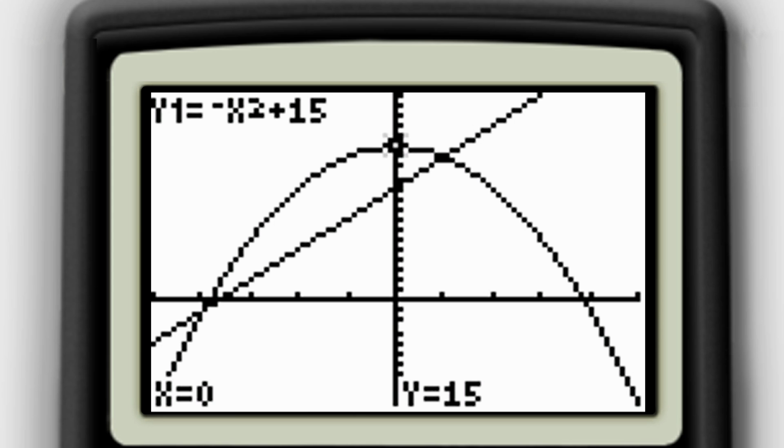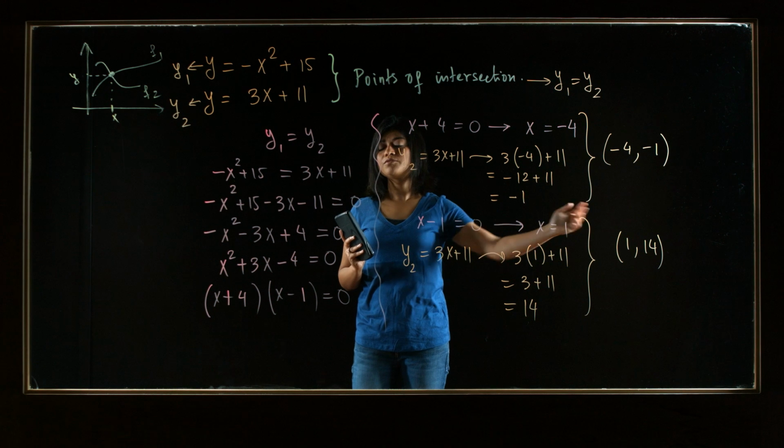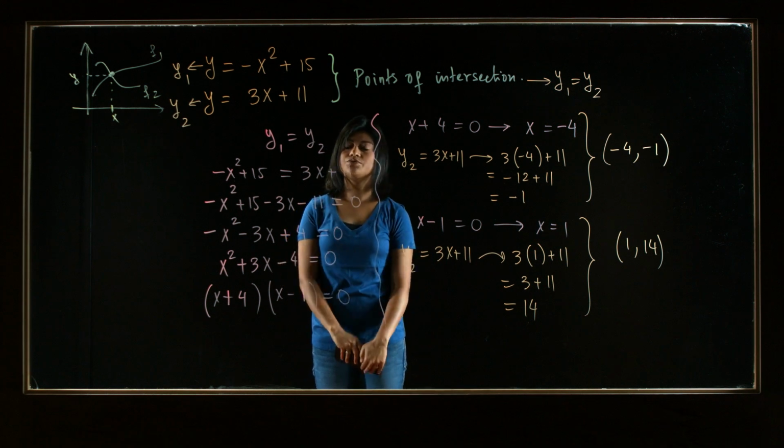So how do we check if the points are correct? So go to trace and then just plug in the x value. So x equals -4. And look, the y is -1, and it is showing that that point is the point of intersection. Let's check the second one. Plug in x equals 1 and enter, and you get y equals 14, and it is showing that that's the other point of intersection of the 2 graphs. So this confirms that we have found the correct points of intersection for these 2 graphs.